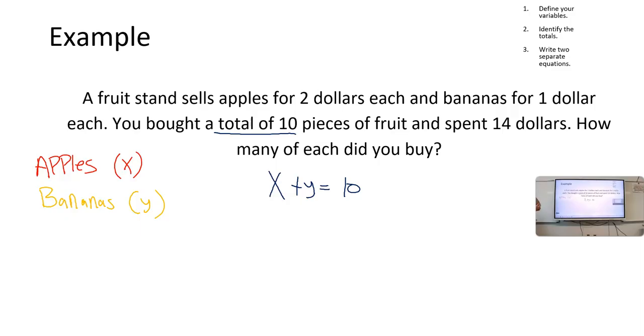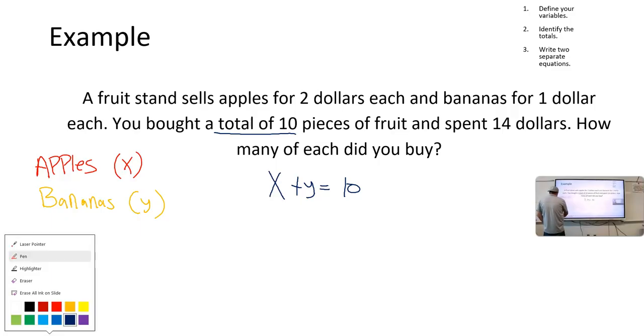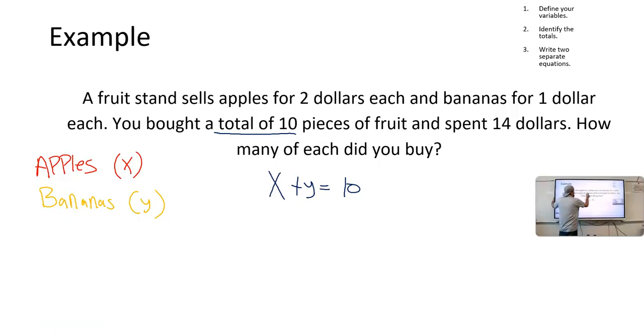Now, what's the next equation? Well, they talked about how much each fruit cost. So if you take a look at the cost, it says apples are $2 each. So I'm going to put a little $2 sign right here in front of my apples. And it says bananas are $1 each. Okay, so I'm going to put a little $1 right in front of here. And it says I spent $14 on the 10 pieces of fruit that I bought. Okay, so I know the total of money was $14.